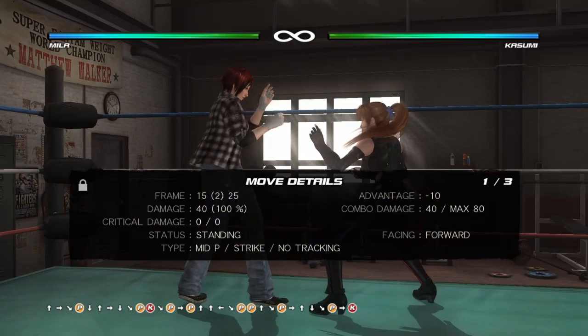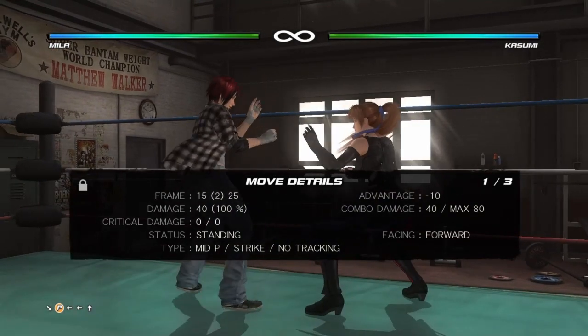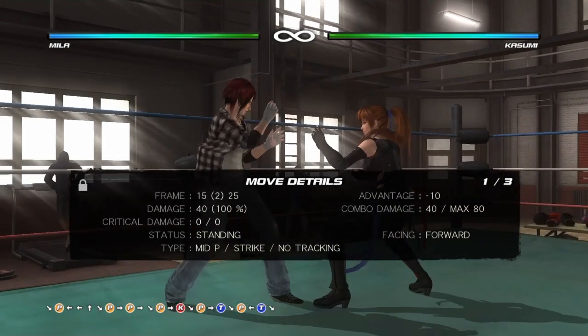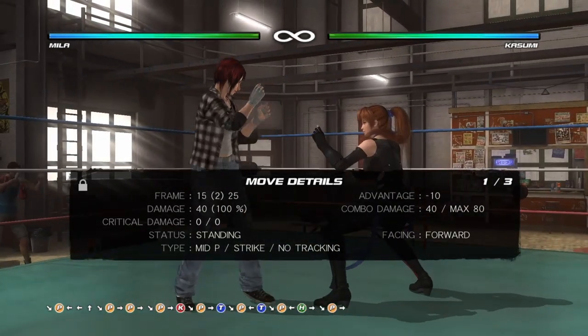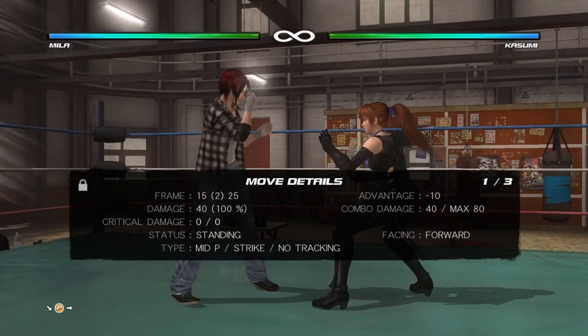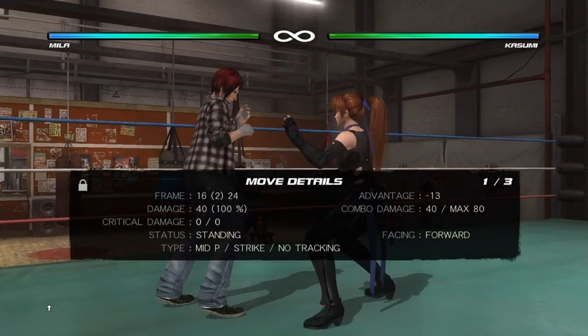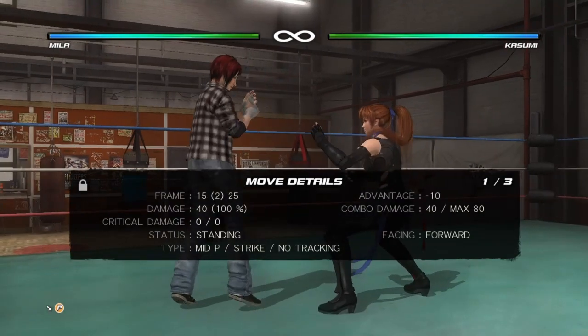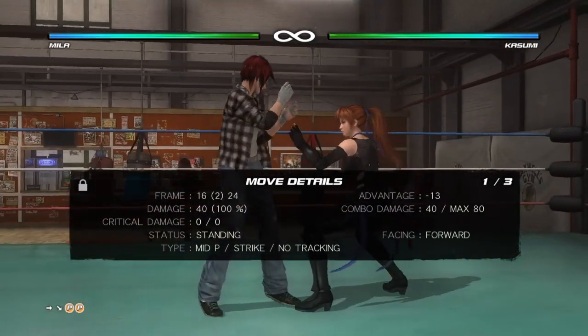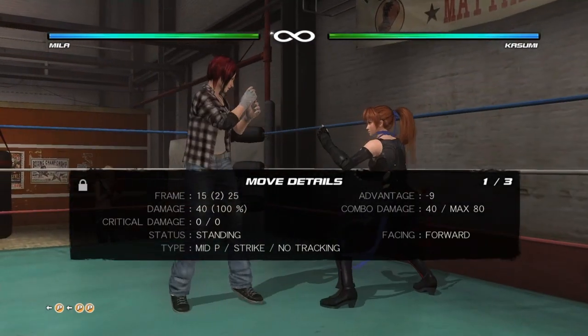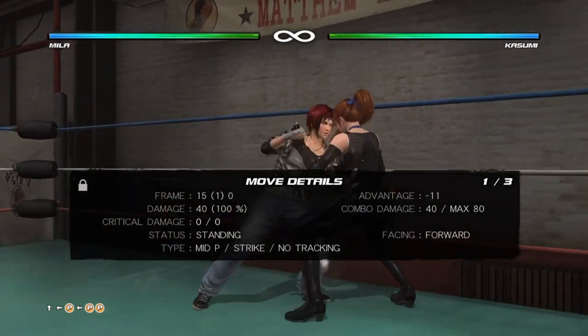-10, and the follow-up is sort of... can I get anything after that? It's a mid. Oh, interesting, but the problem is the next mid looks seeable. -13, so you could probably punish it. At least Kasumi can. Oh, I like that. That is really good.